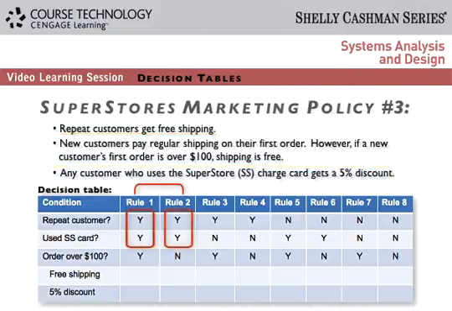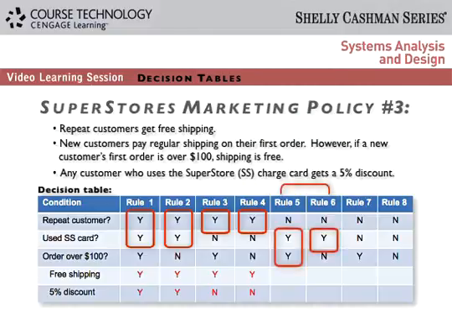In Rules 1 and 2, a repeat customer who uses the company card gets free shipping and a discount. In this case, the $100 order size doesn't matter, so the outcome is the same. In Rules 3 and 4, a repeat customer doesn't use the company card and therefore doesn't get a discount, but still gets free shipping. Again, the $100 doesn't matter. The last 4 rules apply to new customers.